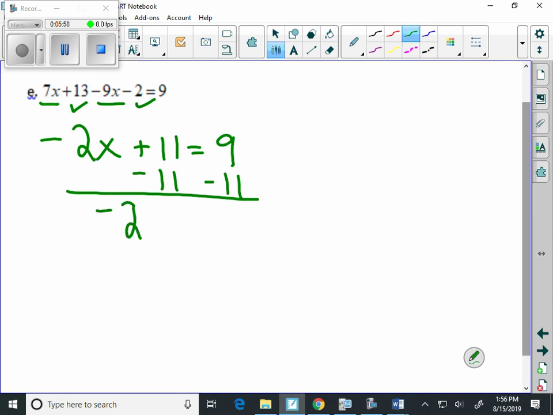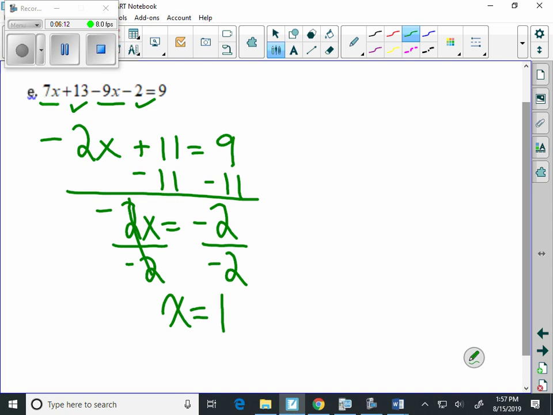We get negative 2x equals negative 2. And once again, with the multiplication, we need to undo that. So we're going to divide both sides by negative 2. And we end up with x equals 1.